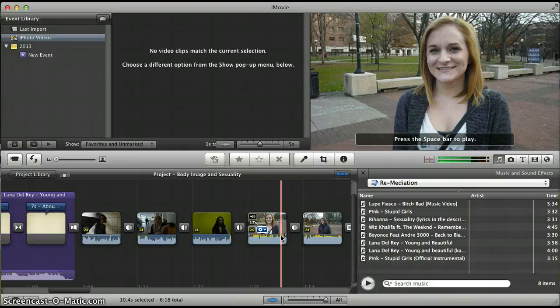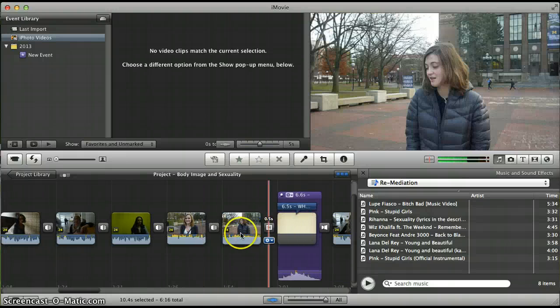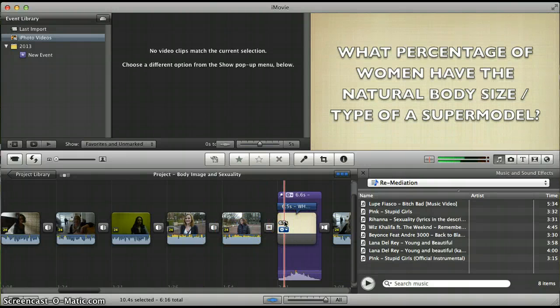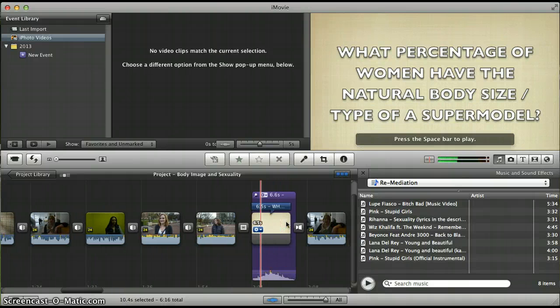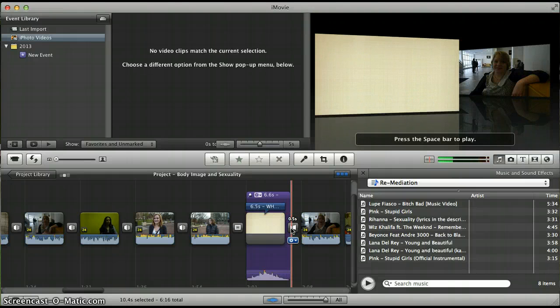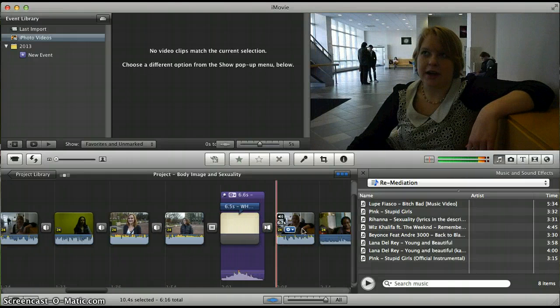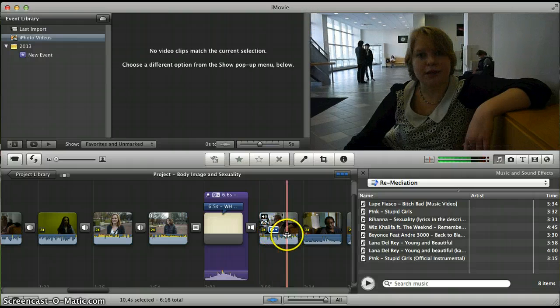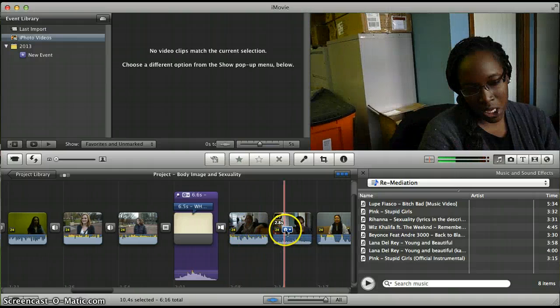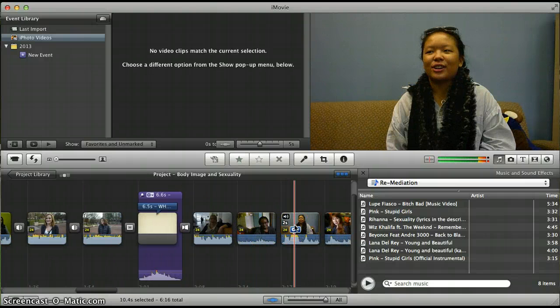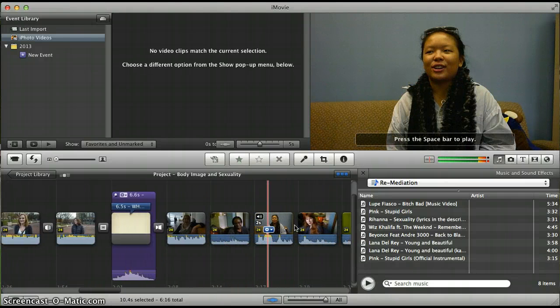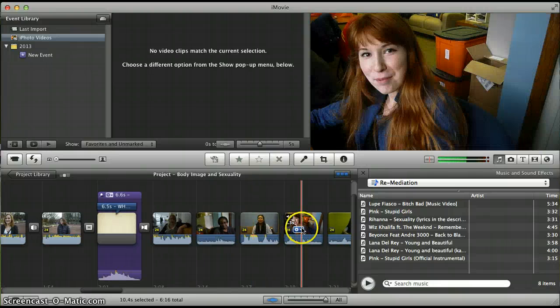I just asked passersby, how do you feel about body image? How do you feel about the way society feels about body image? And asked them a couple of questions, such as this question that came up right here: what percentage of women have the natural body size and type of a supermodel? And then I did this transition again to people's responses, which surprisingly were kind of low. I had a lot of people say 1% or 0%, or, I don't think anybody has that body type naturally.